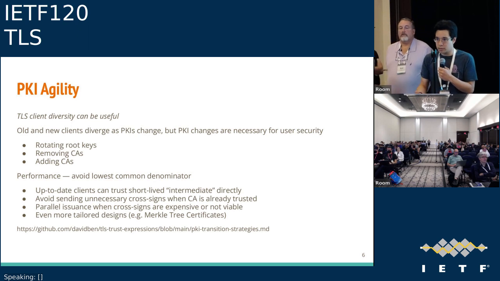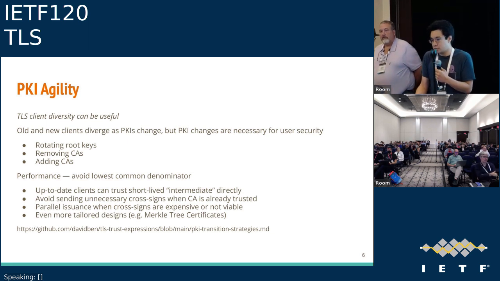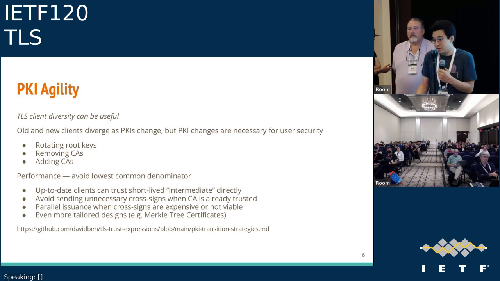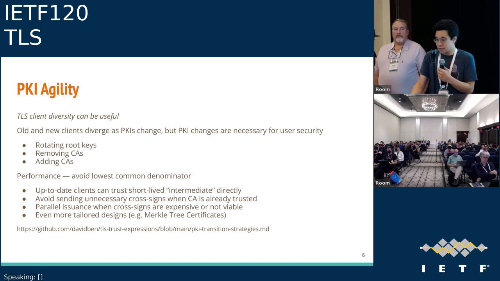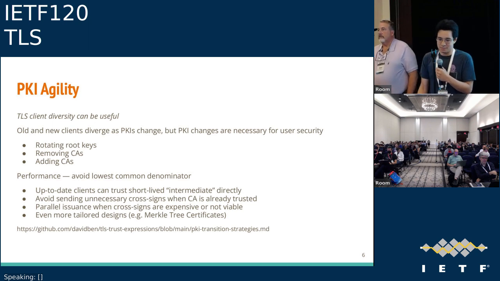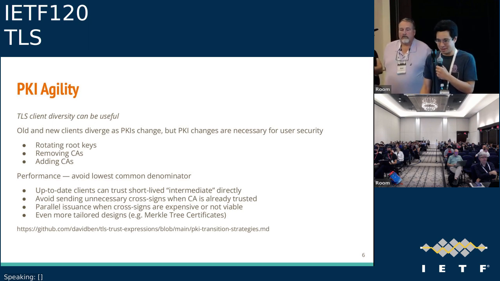And the other point to make here is not only is this the reality of the world, it's actually useful that it's the reality of the world. Because why do old and new clients diverge over time? Well, because PKIs change. And we could solve this by never changing PKIs, but PKI changes are necessary for user security. Sometimes we trust these root keys that have the keys to the kingdom for the whole of the internet, and some of them are very old. And when you have a key that is very old, it is more likely to have been compromised somehow. And I think we do not need to explain why an attacker owning the root key of a CA can compromise the user. We can build things like transparency mechanisms to try to mitigate this harm.